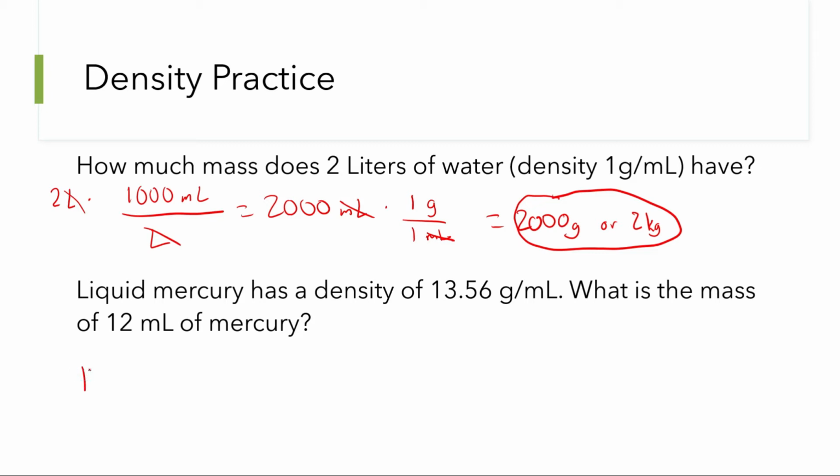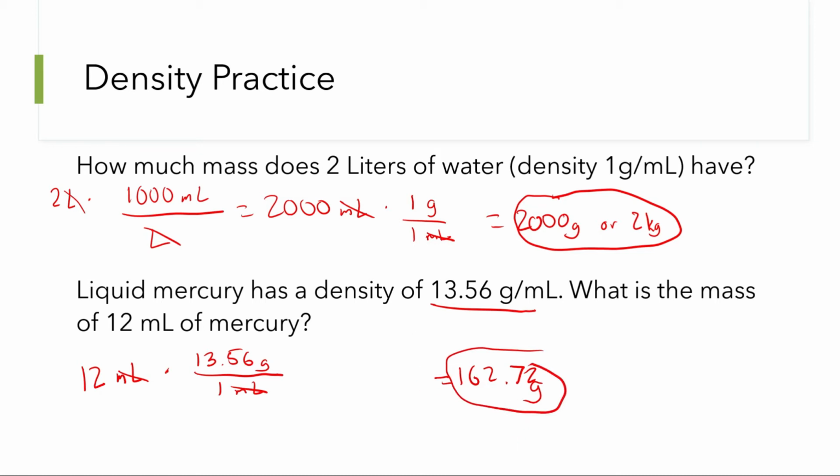So we have 12 milliliters of mercury to start, and we want to end up with mass, which is in grams. Luckily, our conversion is grams to milliliters, so all we need to do is multiply by 13.56 grams over 1 milliliter. Milliliters will cancel out, and we will end up with 162.72 grams.